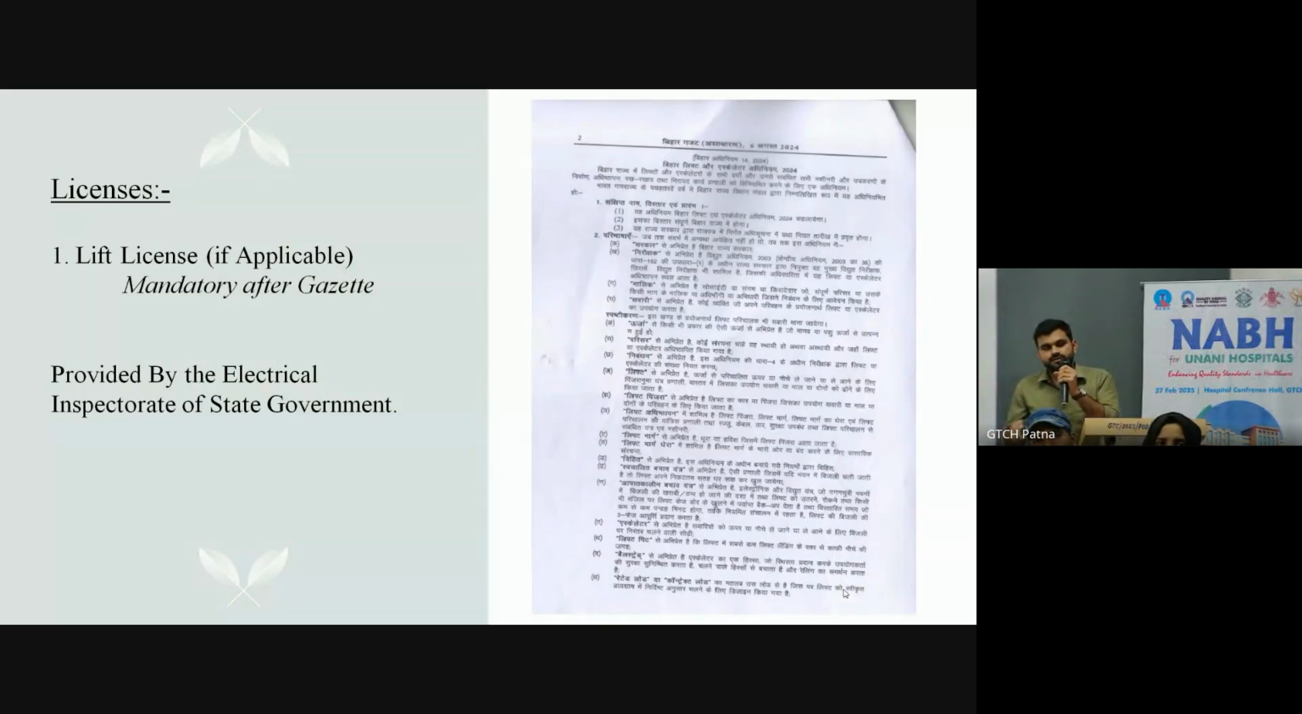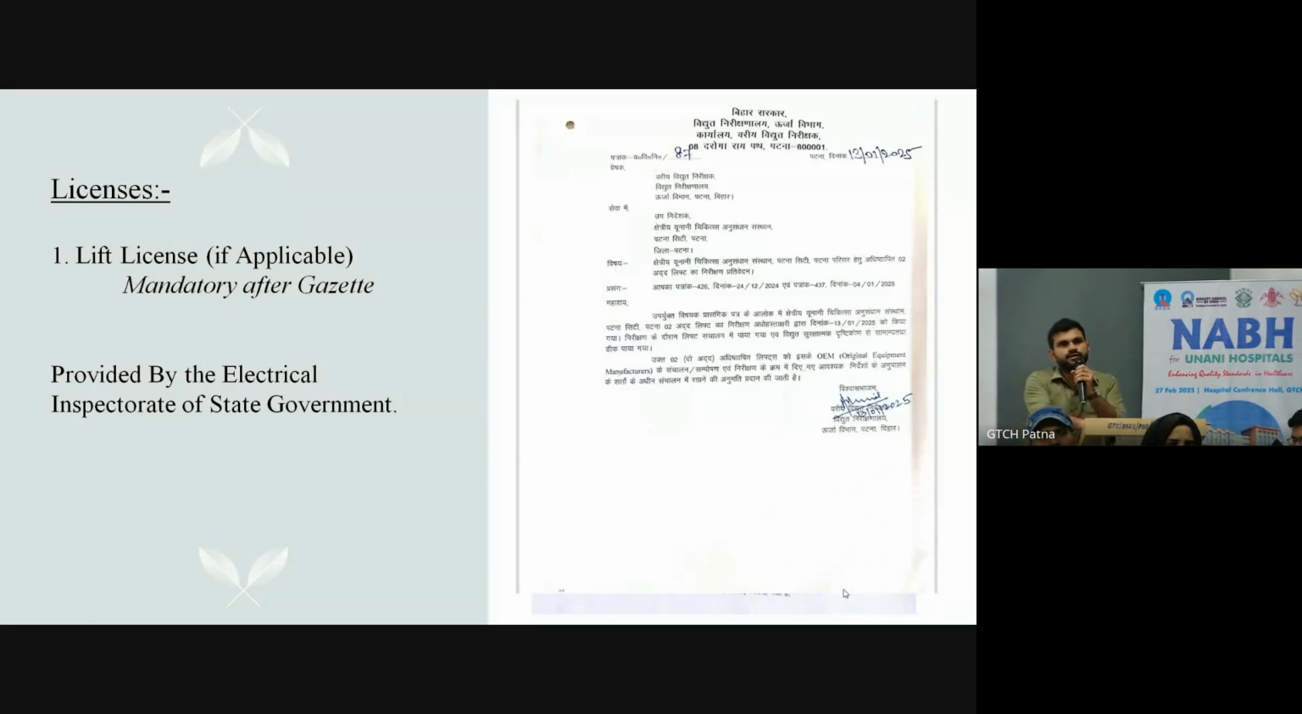Next is the lift license. Actually, this was not mandatory in Bihar before last year, so it was not a big concern at that time, but right now it is a big concern because on 18th of August 2024, the Bihar government launched its gazette for lift license. If we are having a lift, then we need to get that lift license, and this will be provided by the Electric Inspectorate of the concerned district. This is how it looks, a lift license that will clearly indicate that your lift is safe to use.